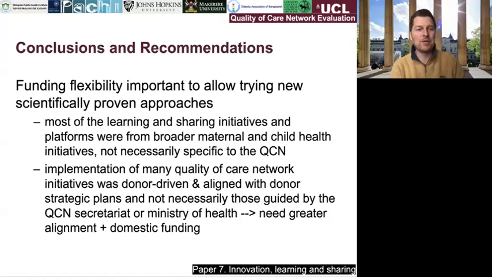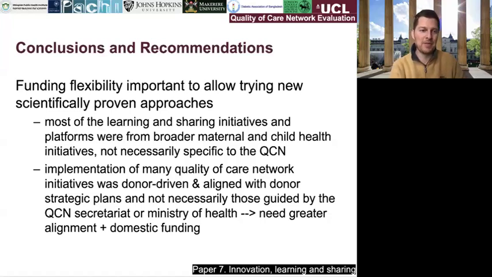But we did also find that most of the learning and sharing initiatives and platforms were from broader maternal and child health initiatives, not necessarily those specific to the quality of care network. Of course, this is not necessarily a bad thing. It shows how the network can bring lots of things together to improve maternal and newborn health. And we heard about that again in earlier presentations.